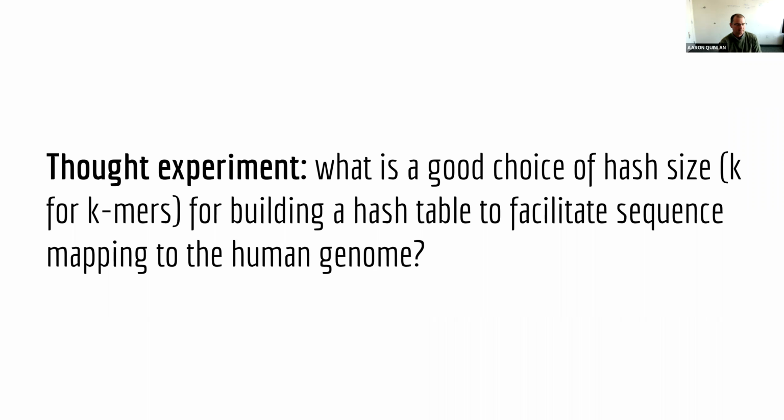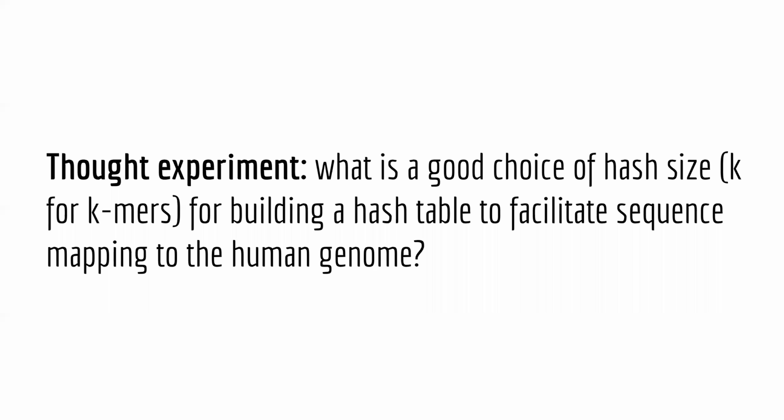So I guess let's think through this. I mean, what is a good choice of k? Is k equal 1 a good choice for mapping reads to the reference genome? If our whole idea is to build up an index that's useful for finding ideally a small subset of loci in the genome to which a sequence could align, would k equal to 1 work well?